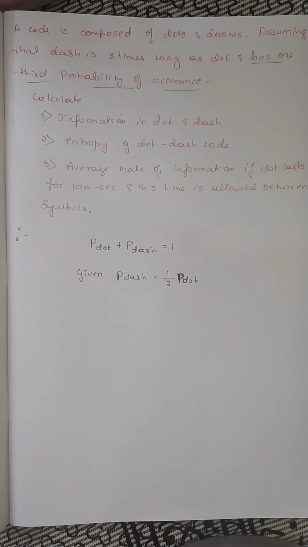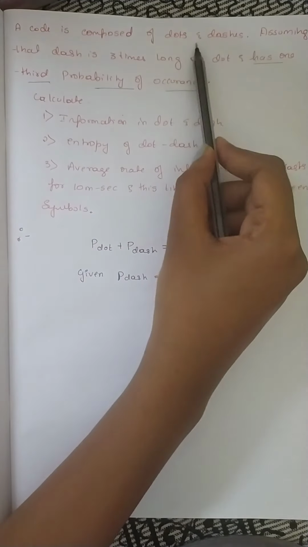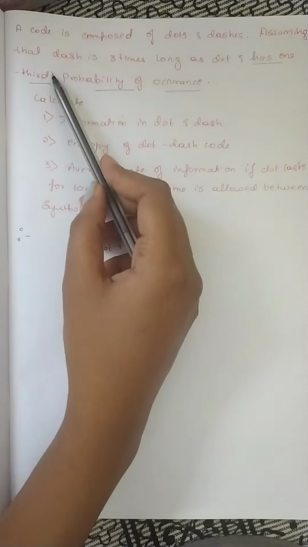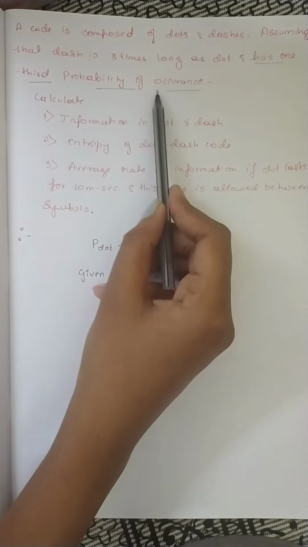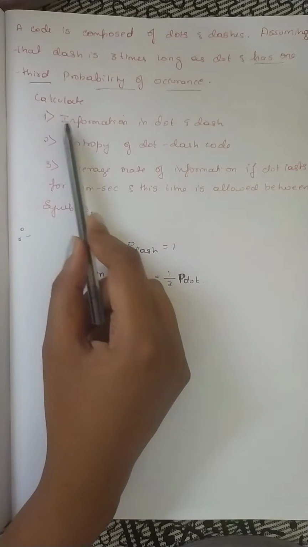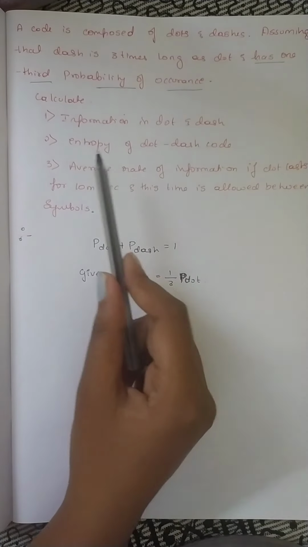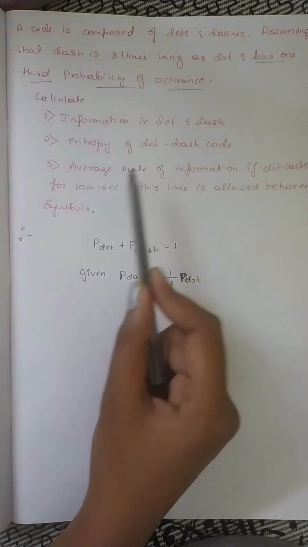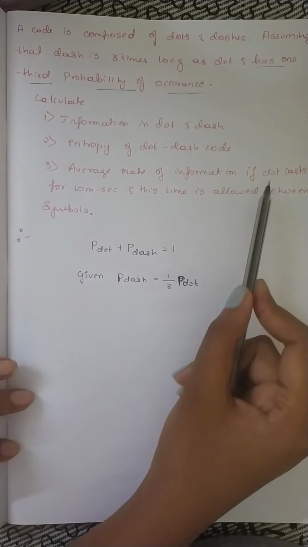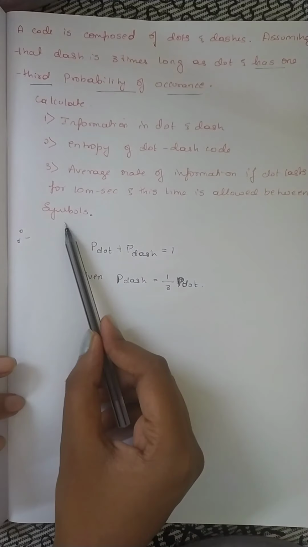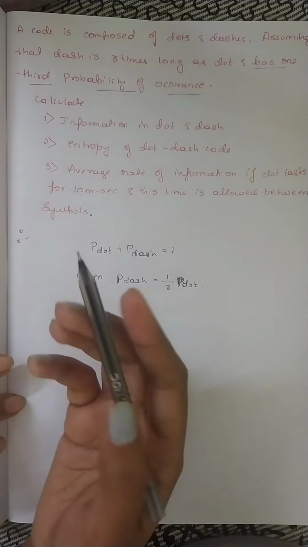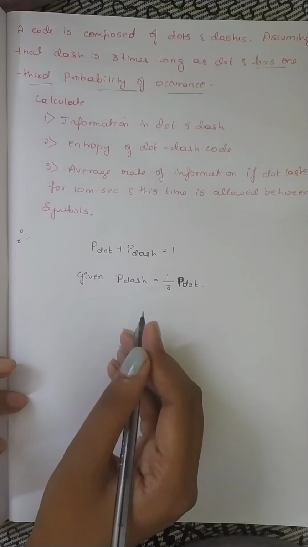Okay, so the next question is, a code is composed of dots and dashes. Assuming that dash is 3 times as long as dot and has 1/3 probability of occurrence, calculate information in dot and dash, entropy of dot dash code, and average rate of information if dot lasts for 10 milliseconds and this much time is allowed between symbols. Okay, so we'll see what is given in the question.